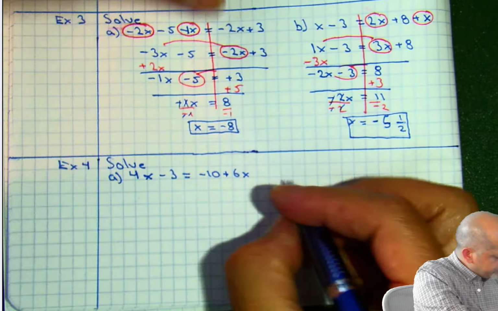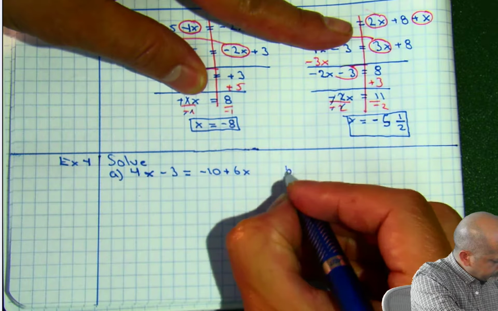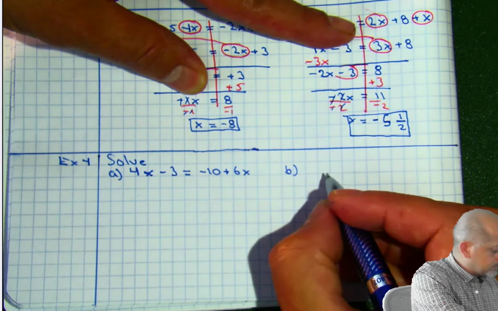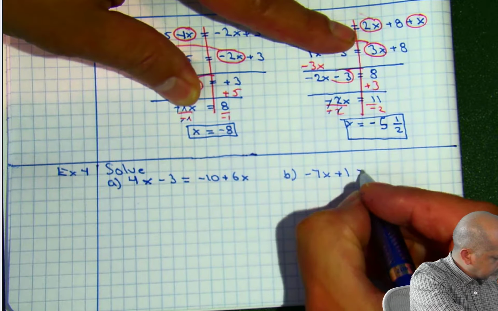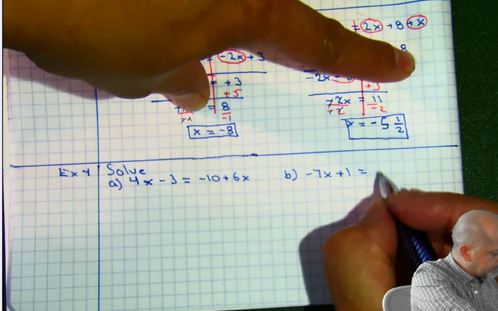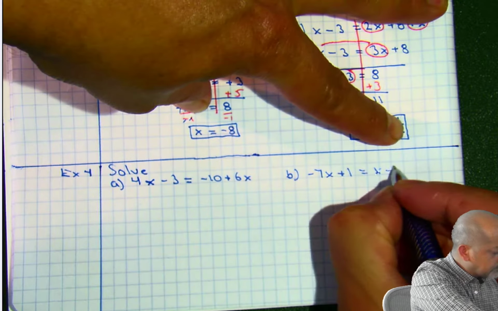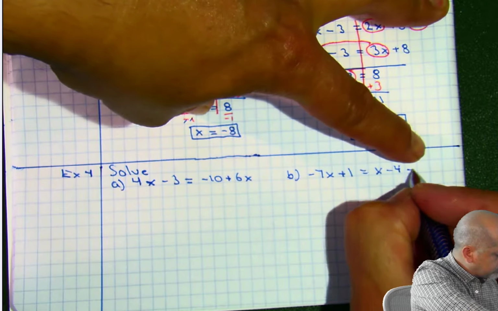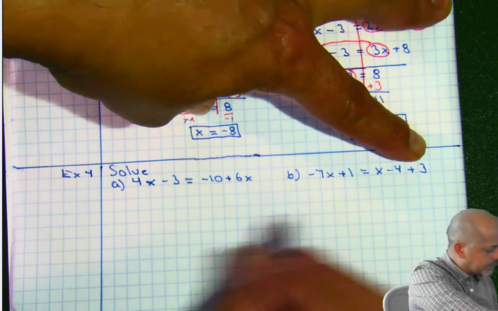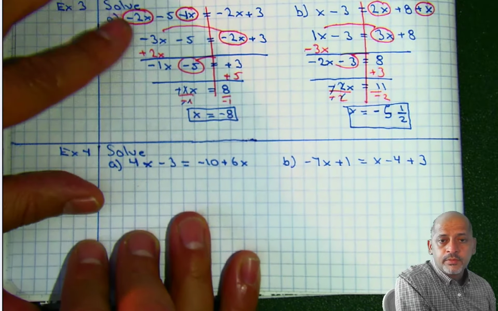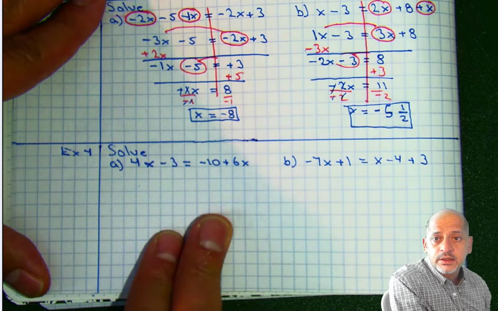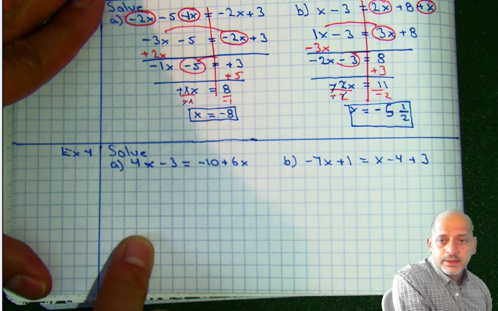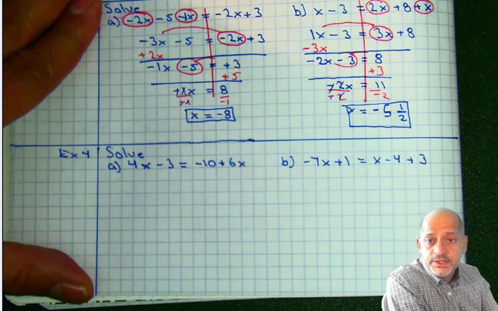And for letter B, we have negative 7x plus 1 is equal to x minus 4 plus 3. So go and see if you can solve each one. Go and pause it, solve first letter A, and then we'll check our answer afterwards.